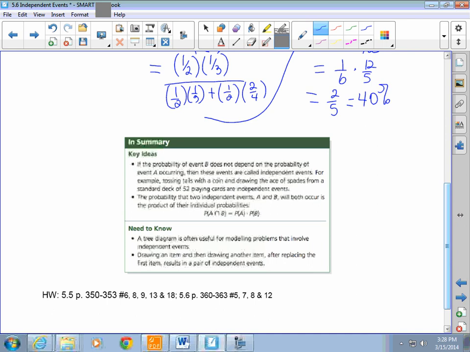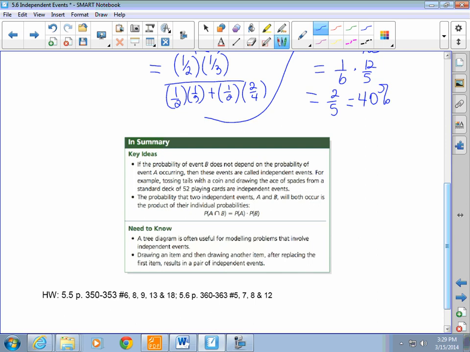So our summary here: if the probability of event B does not depend on the probability of event A, then those are independent events. Tossing tails with a coin and drawing an ace of spades from a standard deck of cards are independent of each other. It doesn't matter what that coin toss is, it's not going to affect what you draw from the cards. The probability of two independent events happening is the product of their individual probabilities. So if they're independent and you want the probability that they both happen, A and B, you just multiply the two probabilities together.